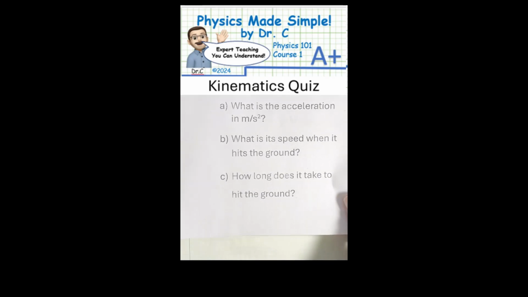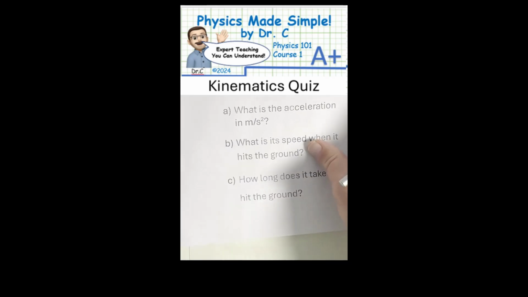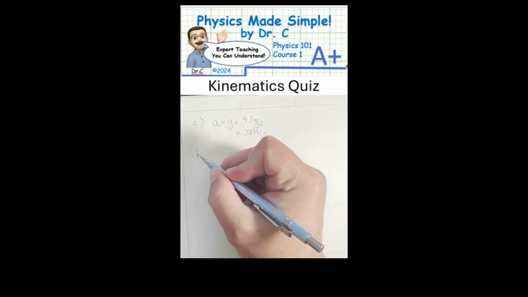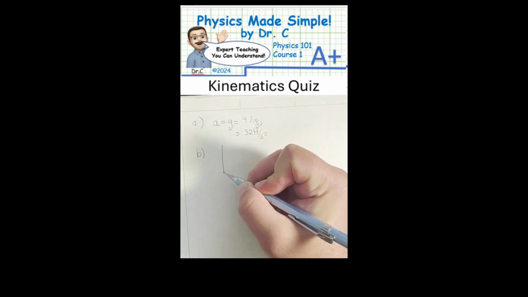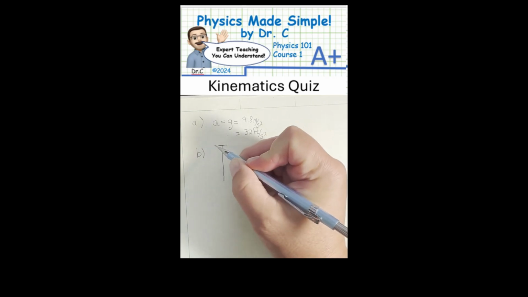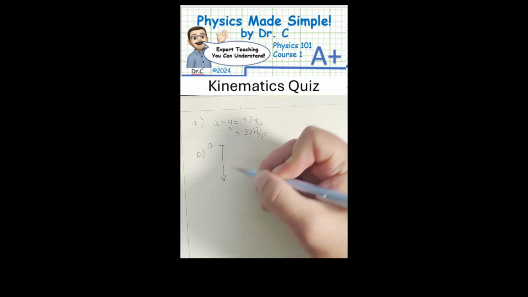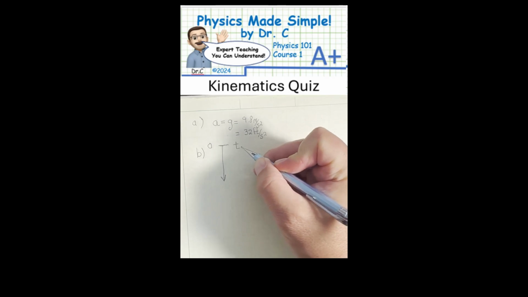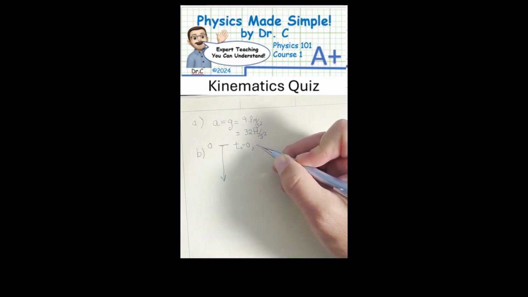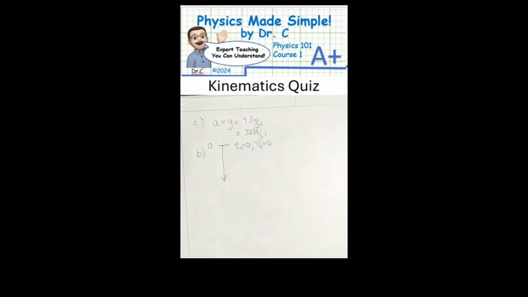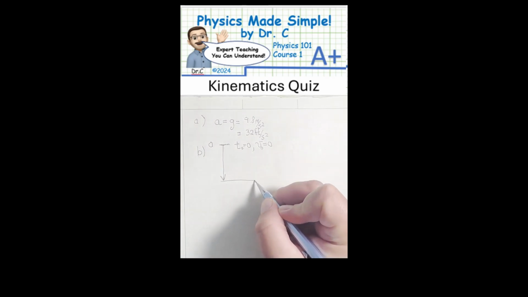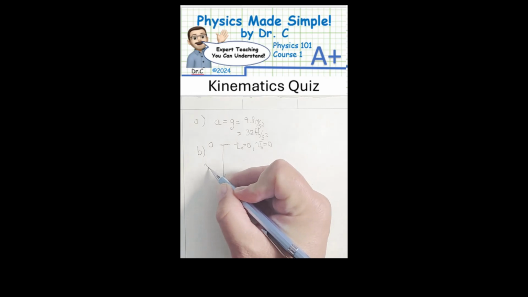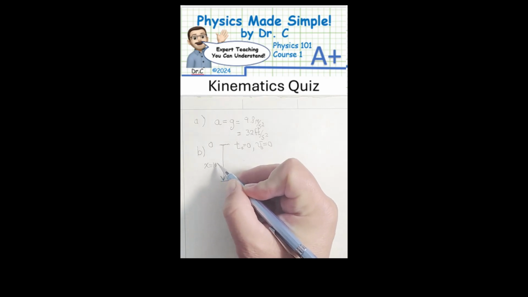So part B, what is the speed when it hits the ground? What do we know? Well, we know we're falling from a height of 100 meters. Let's make the origin of X 0 at 100 meters at the top of the building. At that point, we know t naught is 0. We know the initial velocity v naught is also 0. But when it hits the ground, which is 100 meters, let's call that X. X is 100 meters.